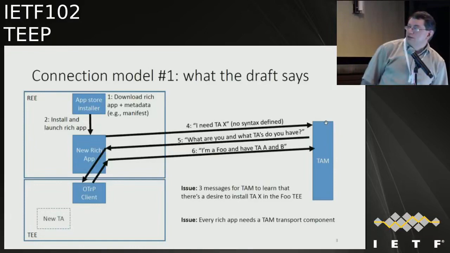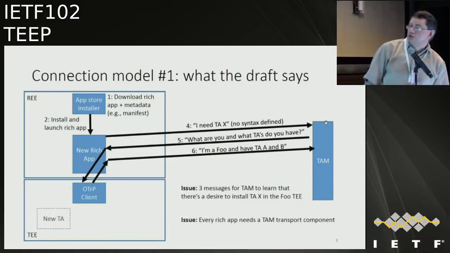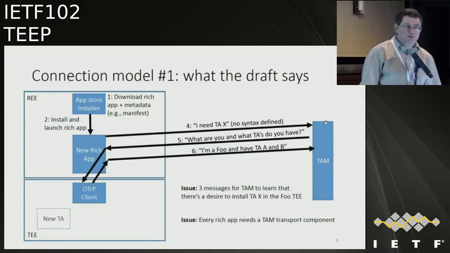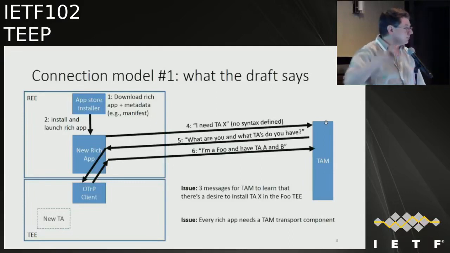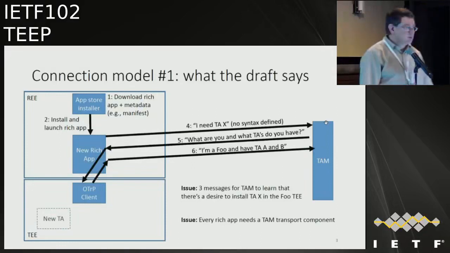What it says is that something gets a hold of the TA or the reason. So step one is not a protocol thing. It happens sort of out of band. You figure that out, right? You now know that you need to install this rich application, and it depends on the following TA. Whether it's bundled or not, it gets the metadata. What then it says, I reach out to the TAM. I know which TAM it is based on metadata or whatever, and say, I need TA X, with no syntax defined.